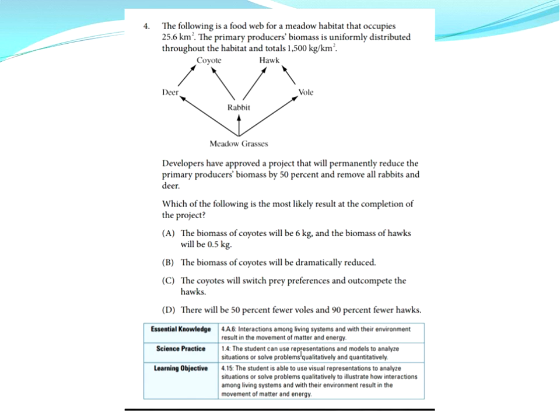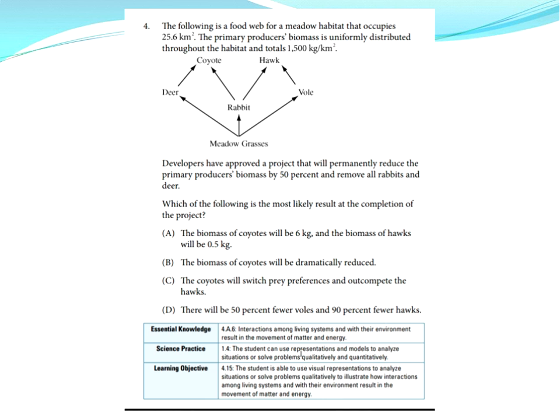The following is a food web for a meadow habitat that occupies 25.6 kilometers squared. The primary producer's biomass is uniformly distributed throughout the habitat and totals 1,500 kilograms per kilometer squared. So you take a look at that, and the question is, which of the following is the most likely result at the completion of the project?